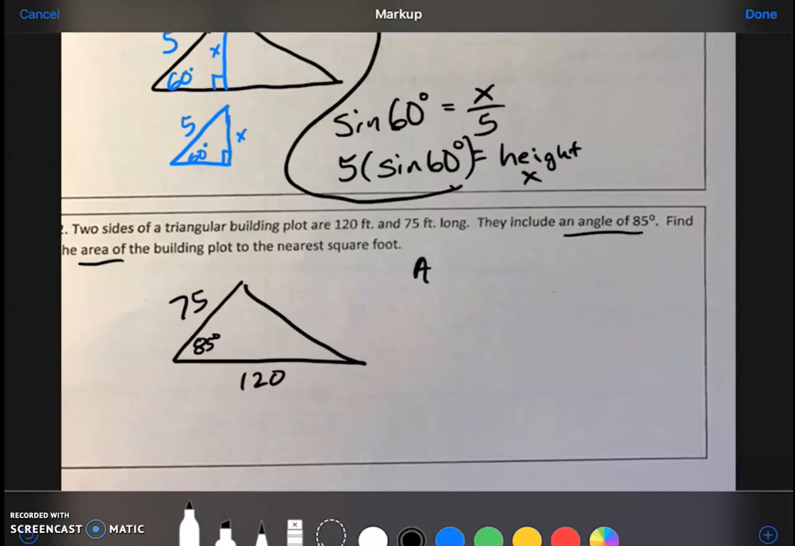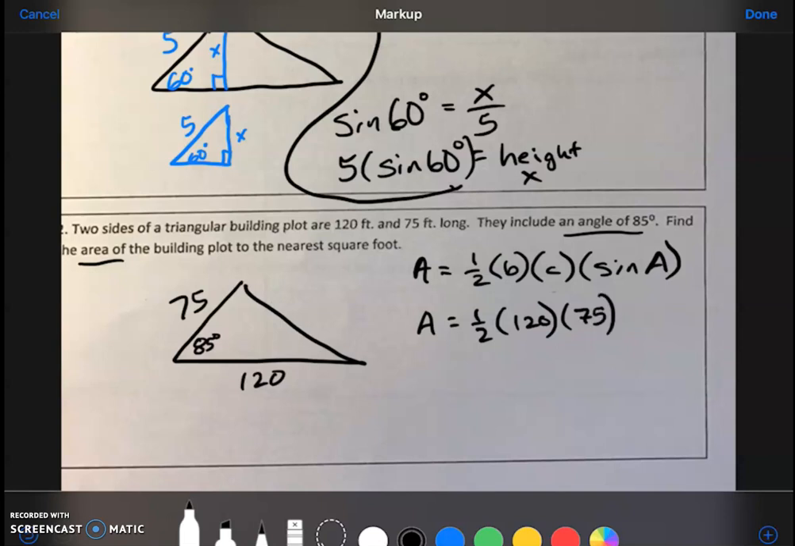We don't use the traditional 1/2 base times height. We're going to have to go 1/2 a side length, I'll just put the letter B, another side length, letter C, times the sine of the one angle that they give you. So in this particular problem, it is 1/2 side length 120 times side length 75 feet, and then the sine of 85 degrees. Again, this 120 represents the base in green, and this entire part, like we calculated, represents the height. And so it is 1/2 base times height eventually. But all this part here in blue calculates the height for you.